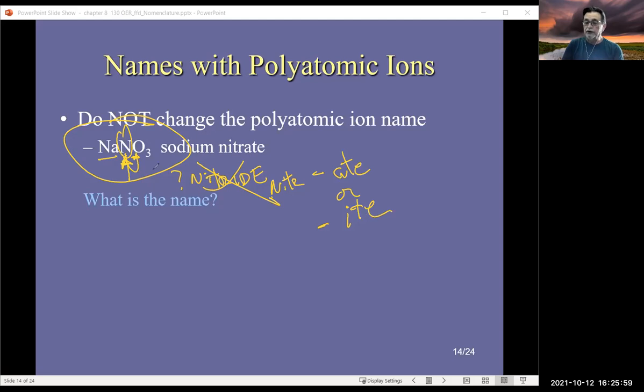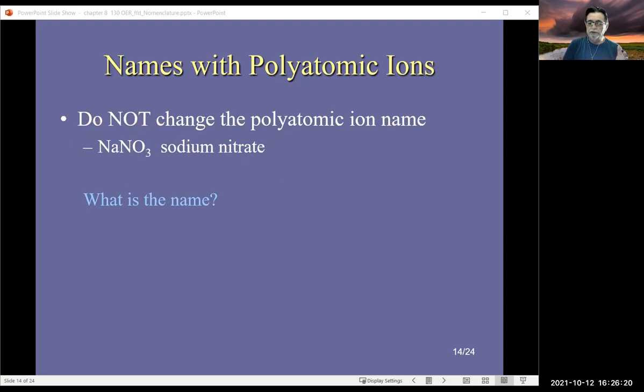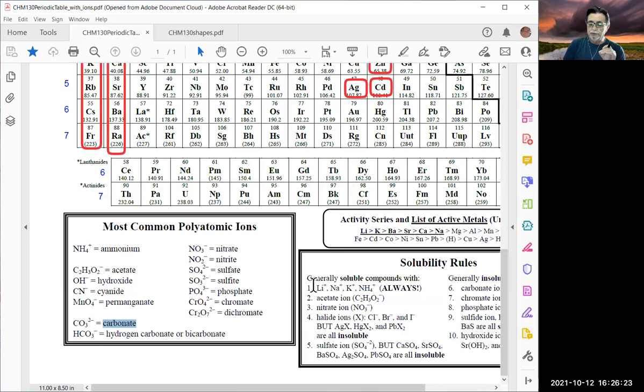With time, you get to recognize that 3 oxygens would be the nitrate, okay? But in the beginning, since we're learning to do this, you recognize you got nitrogen, oxygen, it's a polyatomic ion. I direct you to the polyatomic ion table on the periodic table on the far left. Notice the NO3 is the nitrate. The NO2 is the nitrite. One less oxygen is the ITE. Okay.